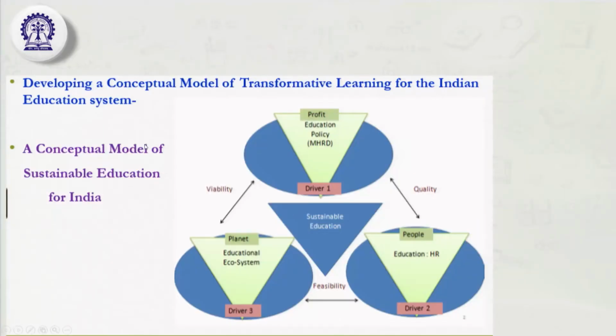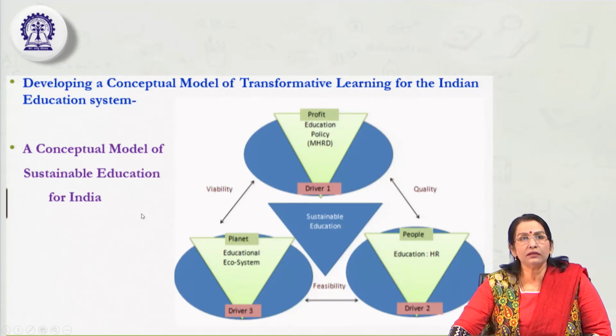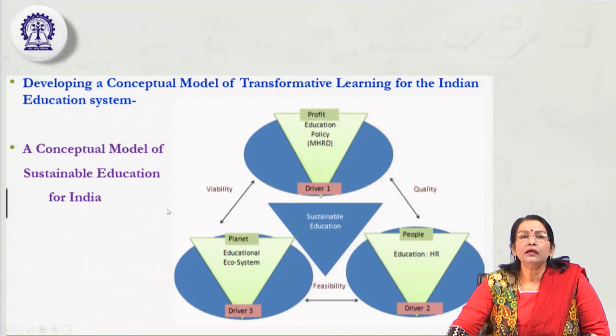Let us see, for example, developing the conceptual model of transformative learning for the Indian higher education system. This model takes into account the sustainability paradigms, the triple bottom line model. I have developed this kind of model for the Indian education system, and we will explain what it conveys. Like the sustainability triangle, people, planet and prosperity, or profit, here we have divided three circles, three dimensions, three drivers in the framework of sustainable education.